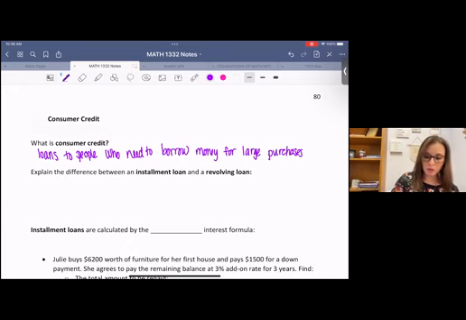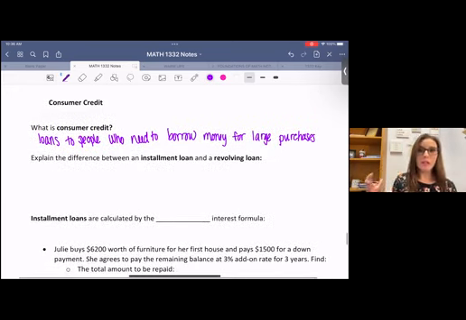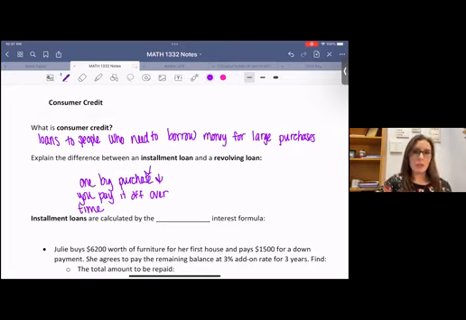So an installment loan is basically one big purchase and you pay it off over time. This would be like a car or a house. One-time purchase, pay off over time. A revolving loan is more like a credit card. You have a set limit and you can spend up to that limit over and over and over again. So you're paying it off hopefully each month or paying off some of it each month.